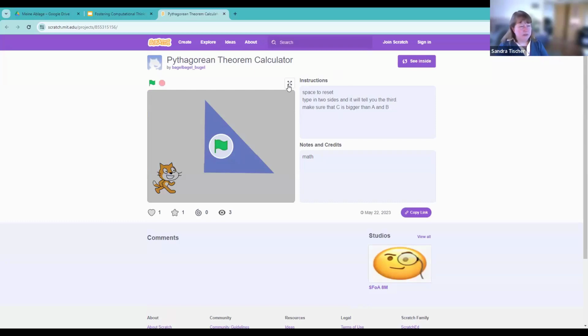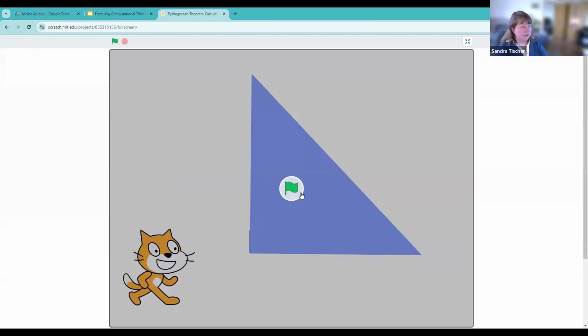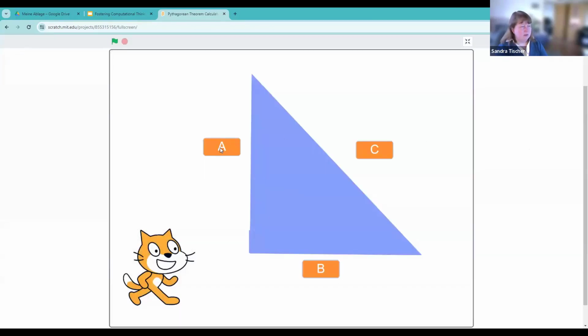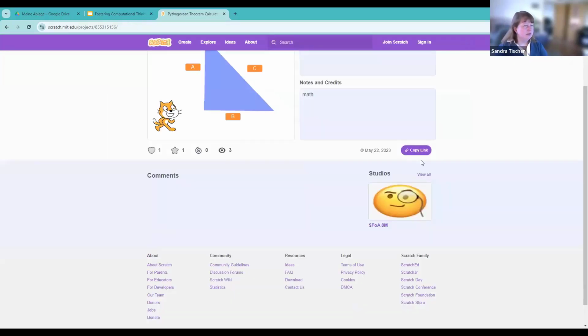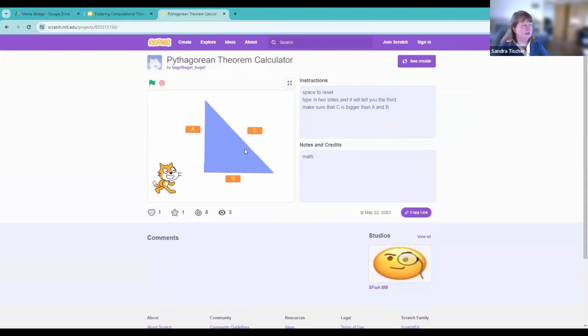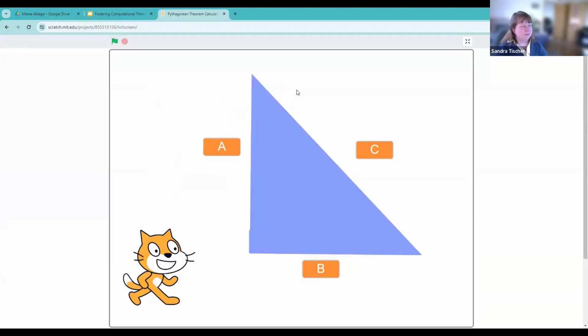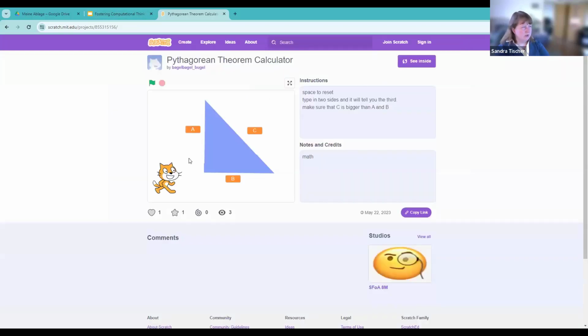So this is actually what one of my students created. And usually click on this. I need to click a space. I need to look into my instructions again. So space to reset, type in 2 sizes and it tells you the third, make sure that C is bigger than A and B. So if I type on this one, why does it not run? Why are we not running today? Ah, there we go. I have to click on Scratch first.